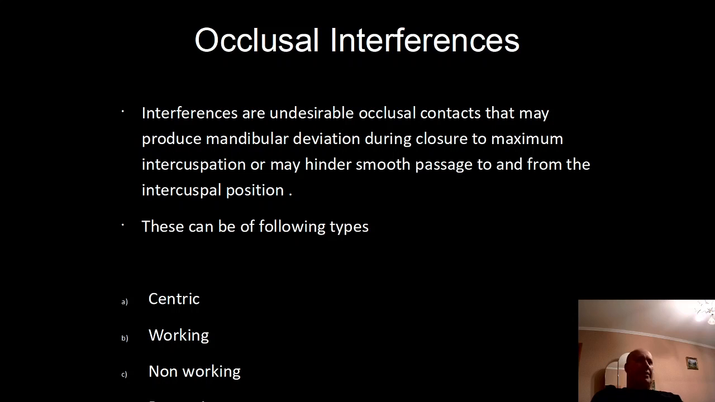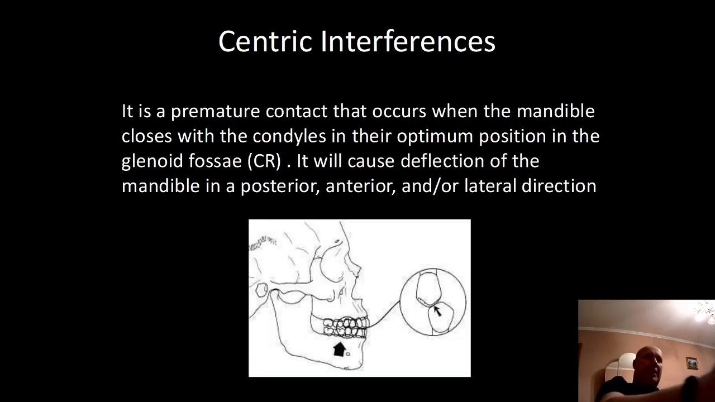Occlusion and interferences. Interferences are undesirable occlusal contacts that may produce mandibular deviation during closure to maximum intercuspation and may hinder a smooth passage to and from the intercuspal position. These can be of the following types: centric, working, and non-working.